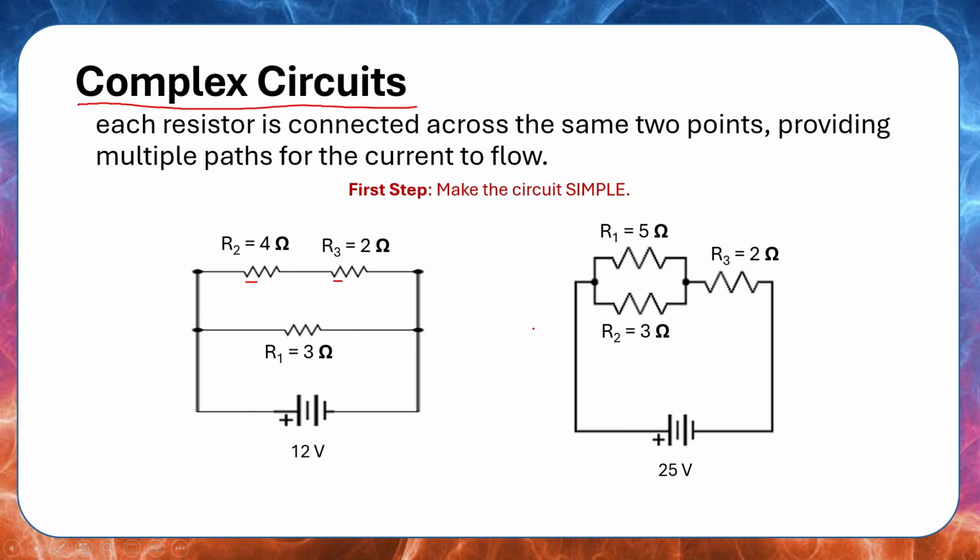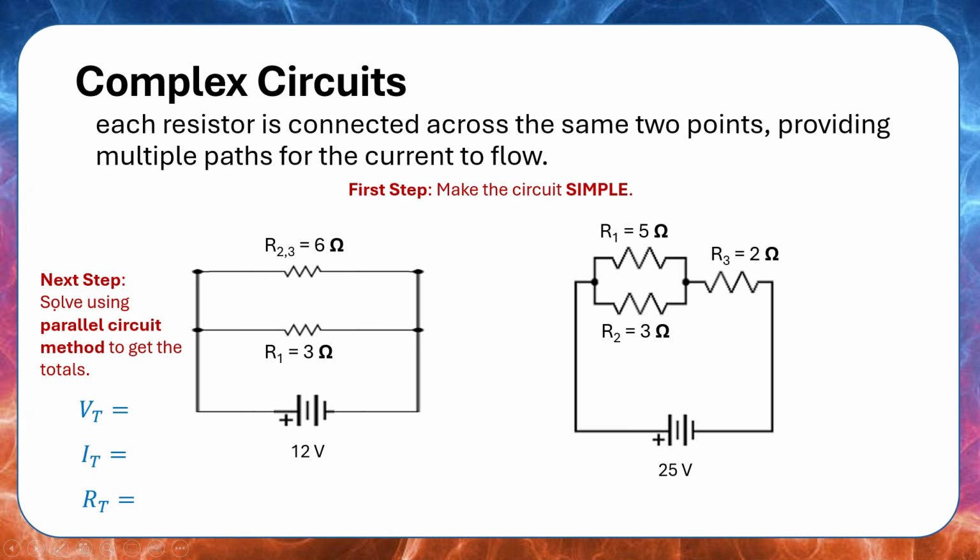And we can combine them. So 4 plus 2, that's 6 ohms. We can interchange that into a simpler resistance or resistor here. The combination of resistance 2 and 3, and that is 6 ohms. And look at this. This is now a parallel circuit. Right? So the next step is, of course, solve using the parallel circuit method. You just need to do the same thing we did a while ago, and that's it. That's how you solve this kind of circuits, the complex circuits.